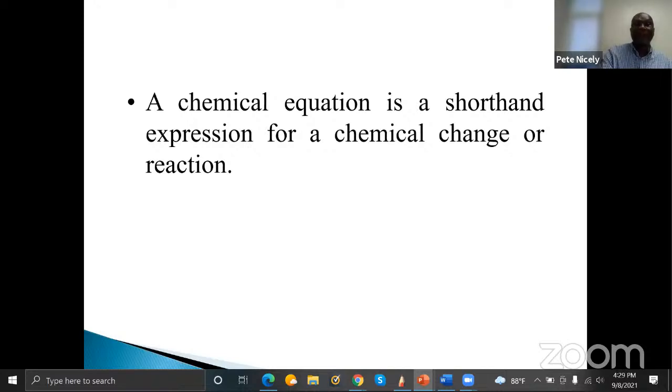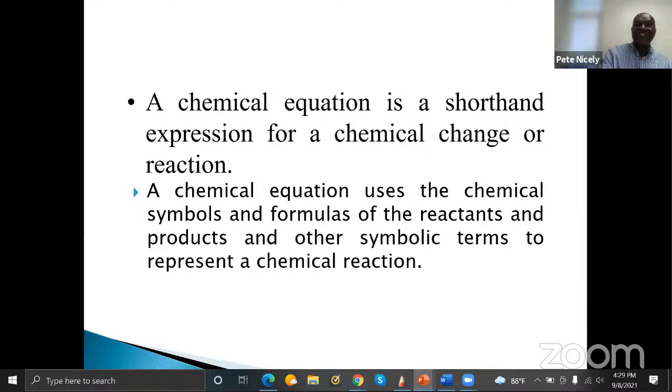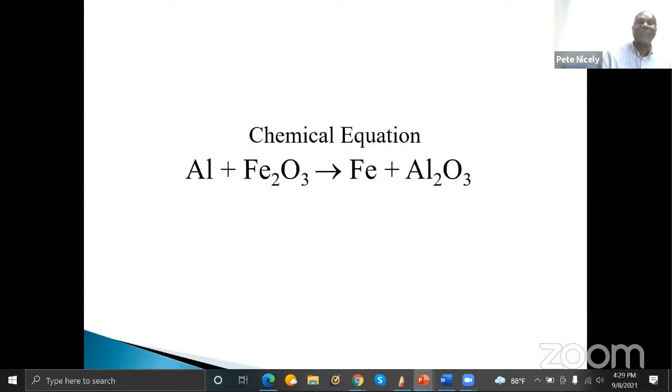So as I said before, a chemical equation is a shorthand way of expressing a chemical change. And that's because the chemical equation uses chemical symbols and formulas for the reactants and products, and also some other terms which indicate things like the conditions of the reactions and the state of the different substances involved in the reactions and so on.